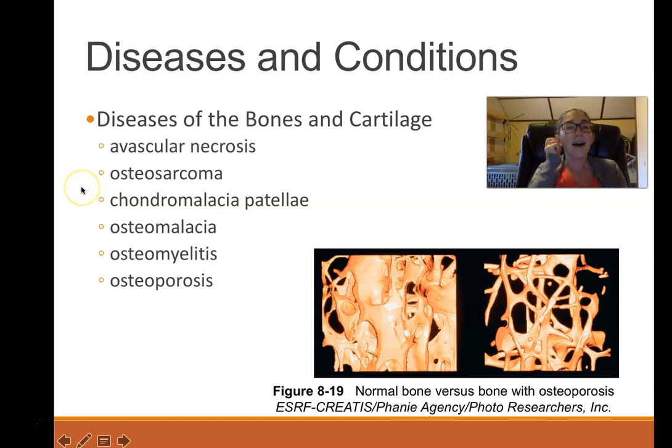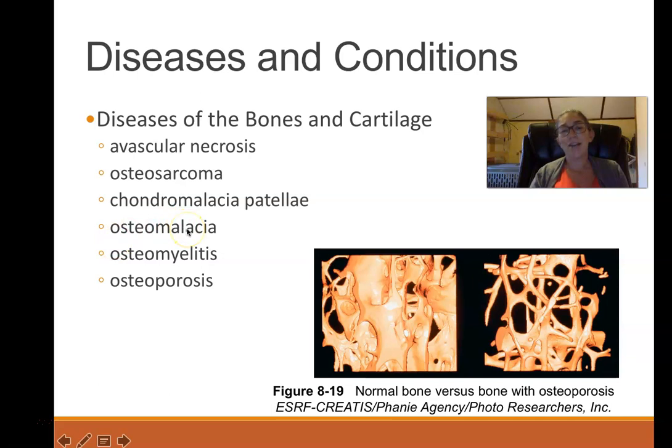Osteosarcoma is a tumor in the bone. It's a bone tumor. Sarcomas are usually cancerous. So an osteosarcoma would be a cancerous bone tumor. Chondromalacia patellae. Patellae means the kneecaps. Chondro is a combining form for cartilage. And malacia is a suffix that means a condition of softening. So it's a condition of softening of the cartilage in the kneecap, which can lead to pain in the knees.